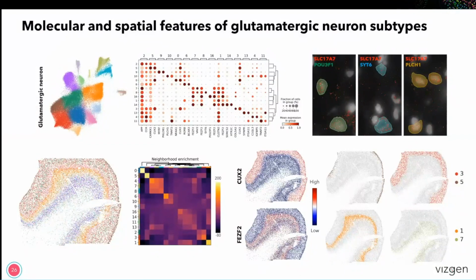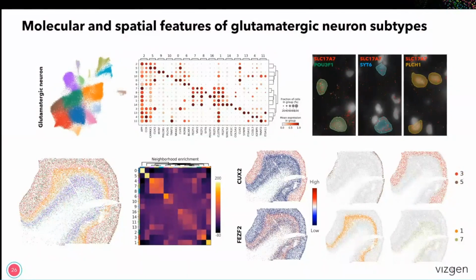Conventionally, people use some established markers to distinguish different cortical layers, such as CUX2, which is enriched in the superficial layer, and FEZF2, which is enriched in the deep cortical layer. Here we see a high consistency between that previous knowledge and our MERFISH data. For example, both cluster 3 and cluster 5 highly express the CUX2 gene, and they are located in the superficial layer. But interestingly, between these two, they still show some different spatial distribution in this human cortex.